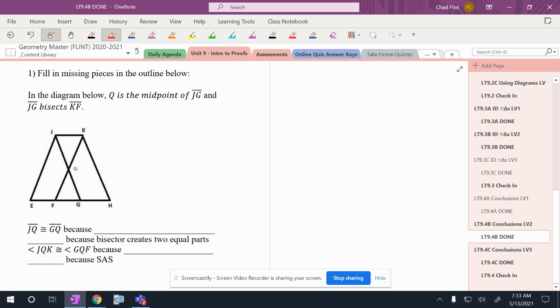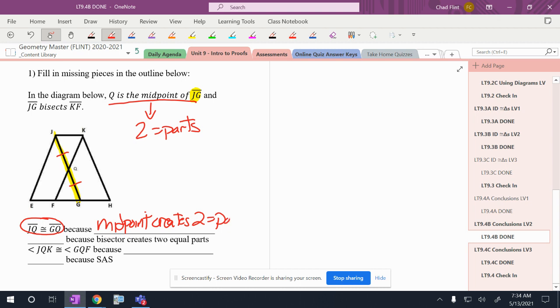So I'm going to look at what the statement says. I'm going to look up here also. So Q is the midpoint of JG. That should give me 2 equal parts. All right, and then let's do some highlighting here. JG. So I should have 2 equal parts of that, which should be JQ and GQ. And guess what? There it is right there. So JQ is congruent to GQ because, so I'm just going to fill this in. Midpoint creates 2 equal parts. All right, so midpoint creates 2 equal parts.